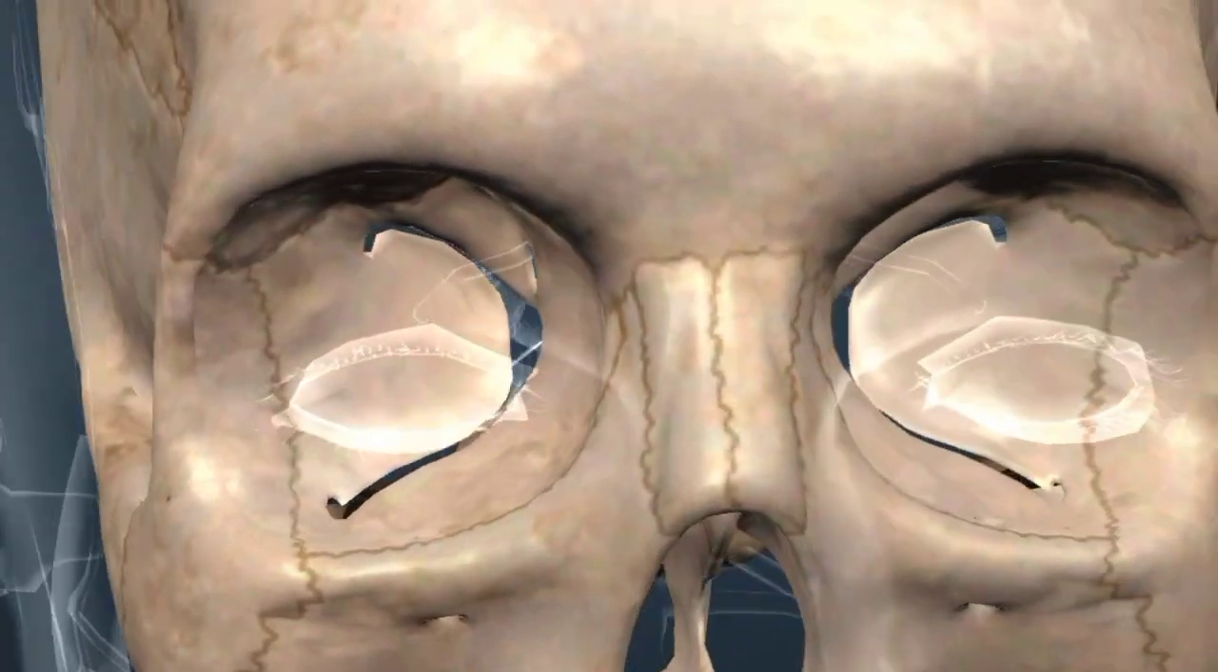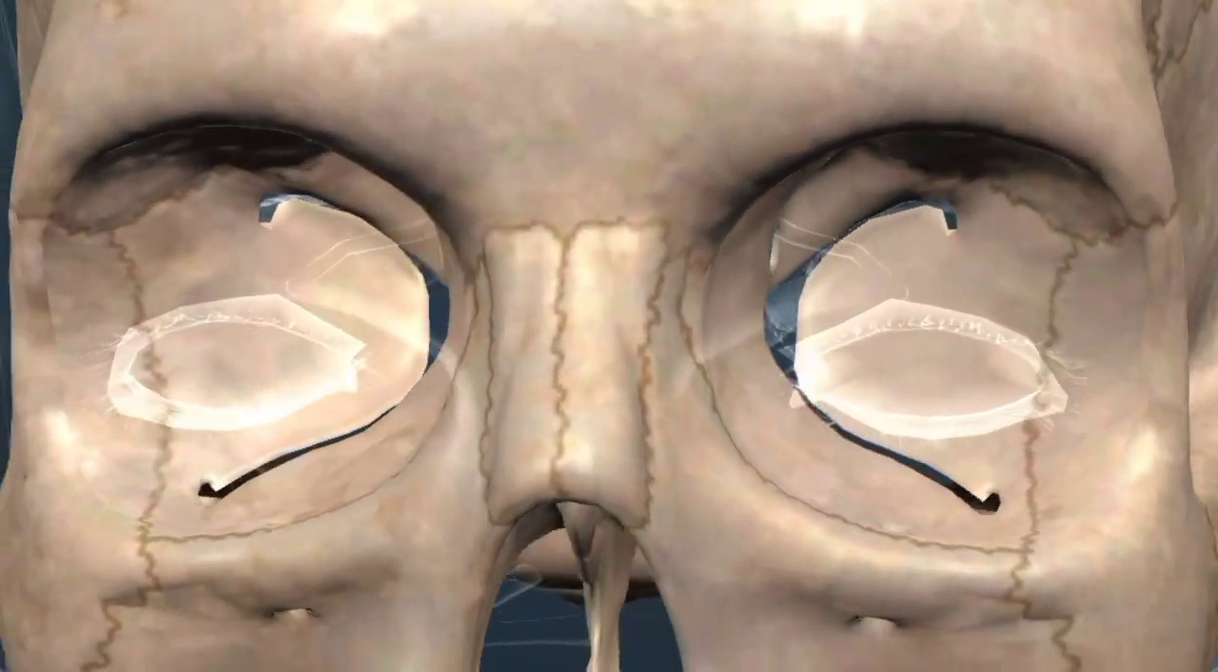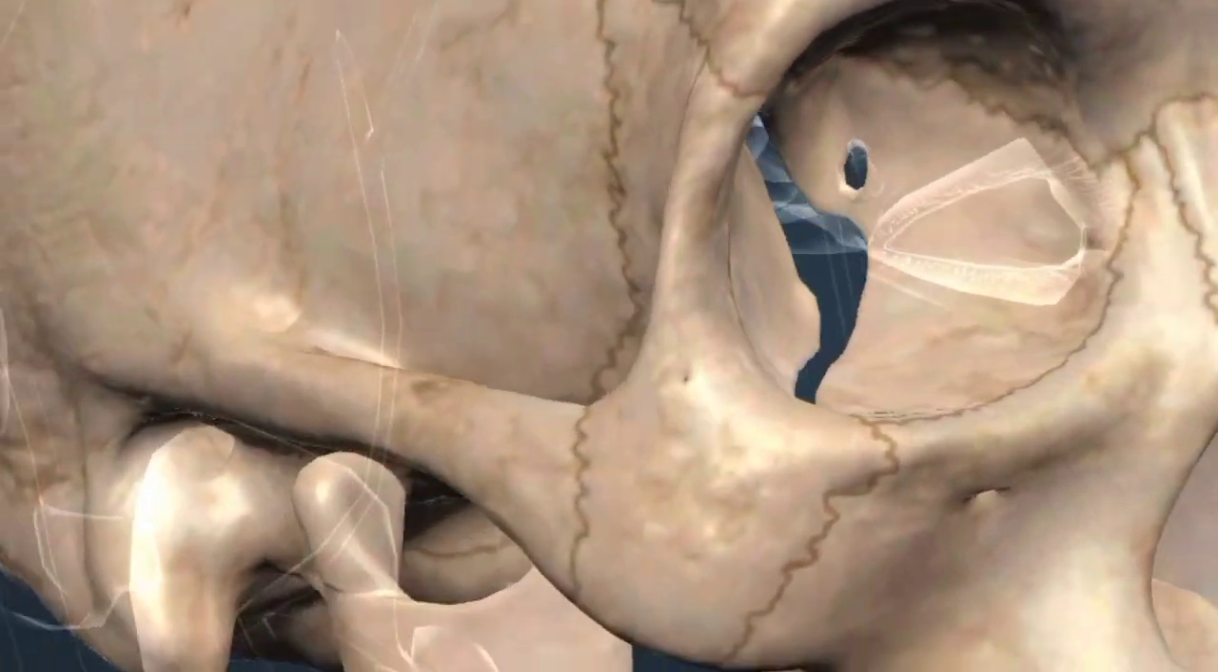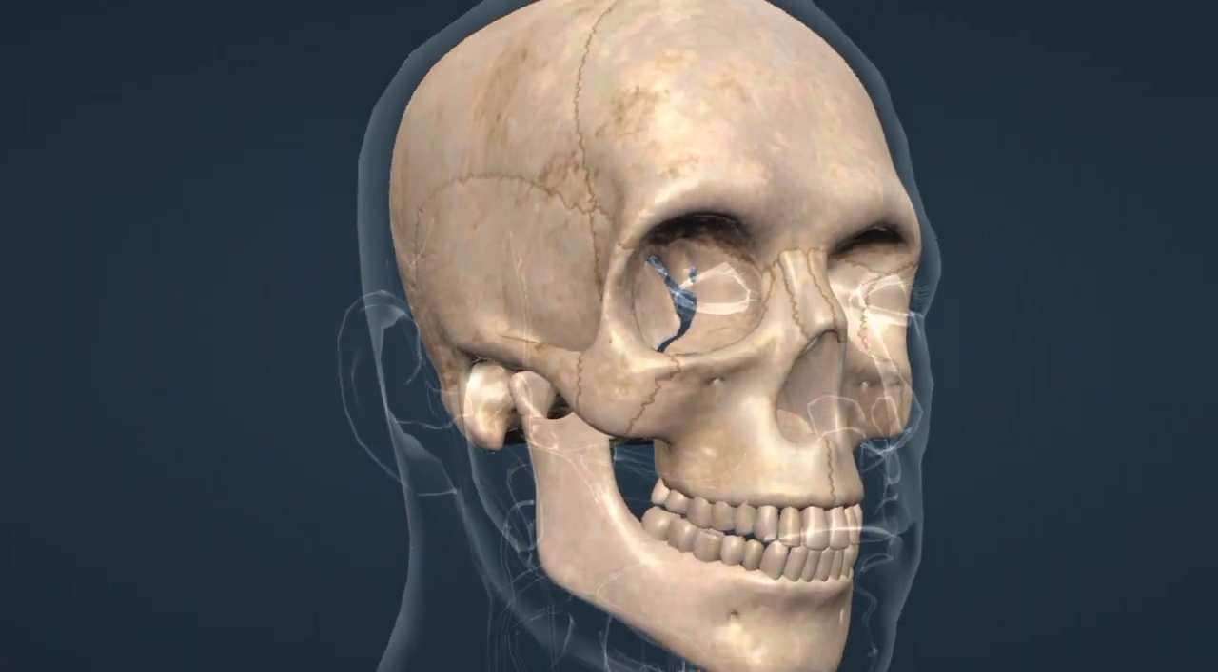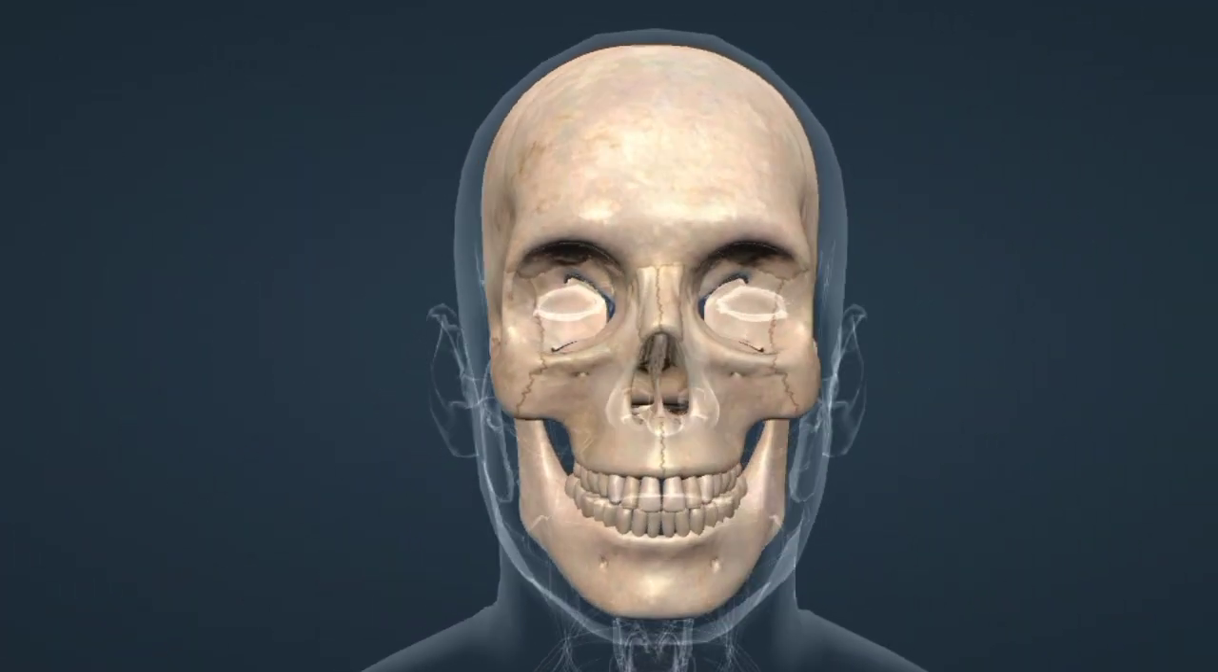Inferior nasal conchae, thin, scroll-like bones inside the nasal cavity. They increase the surface area of the nasal cavity to warm, humidify, and filter inhaled air.